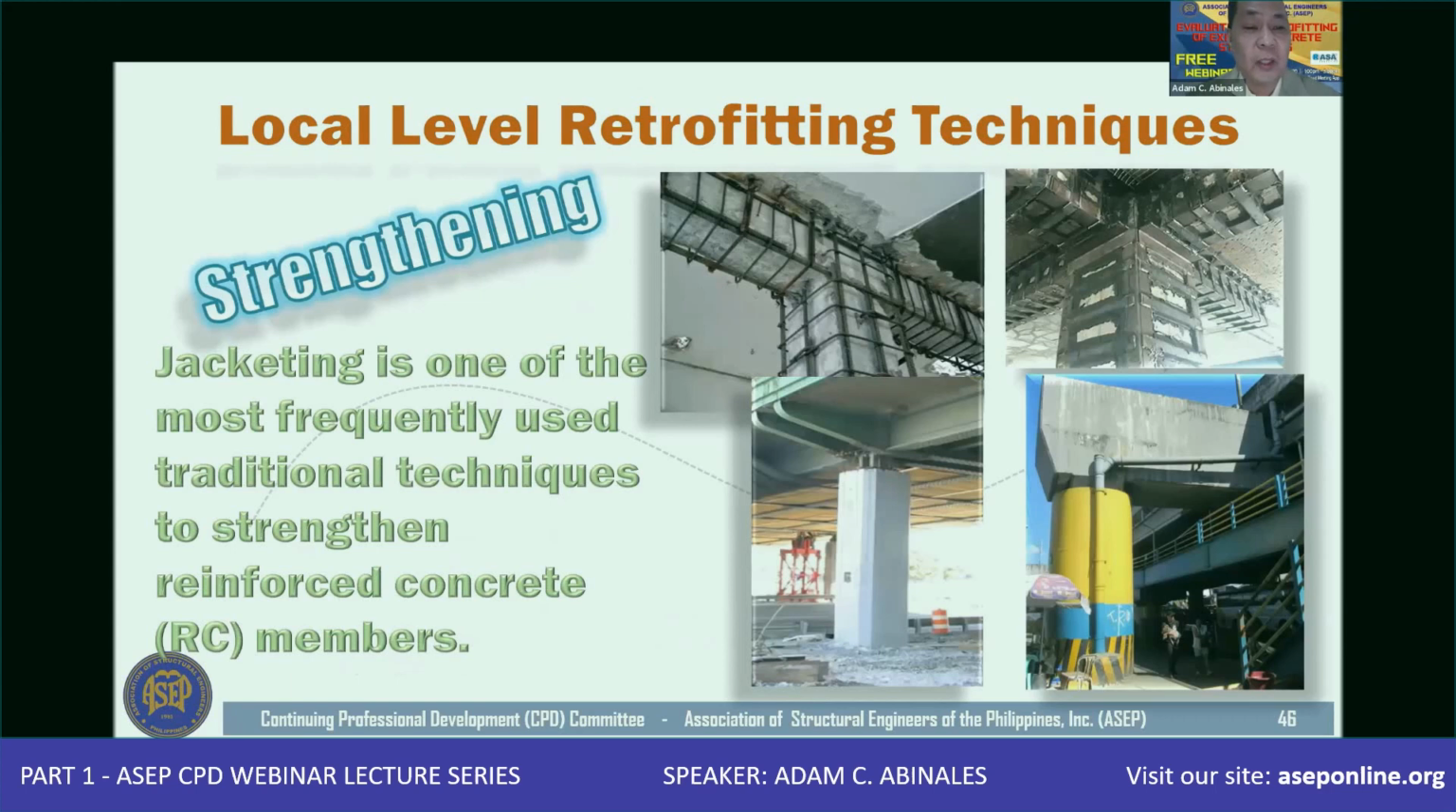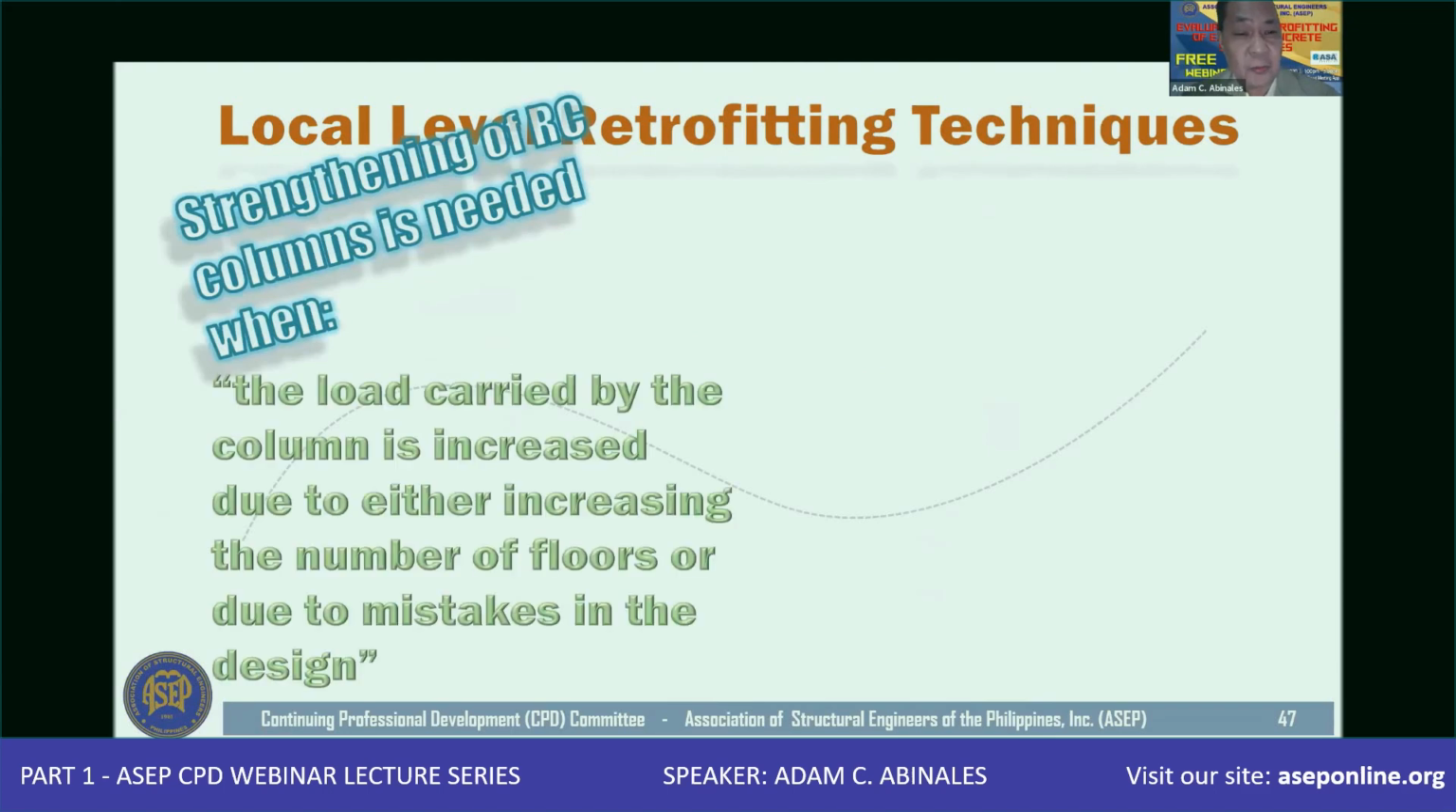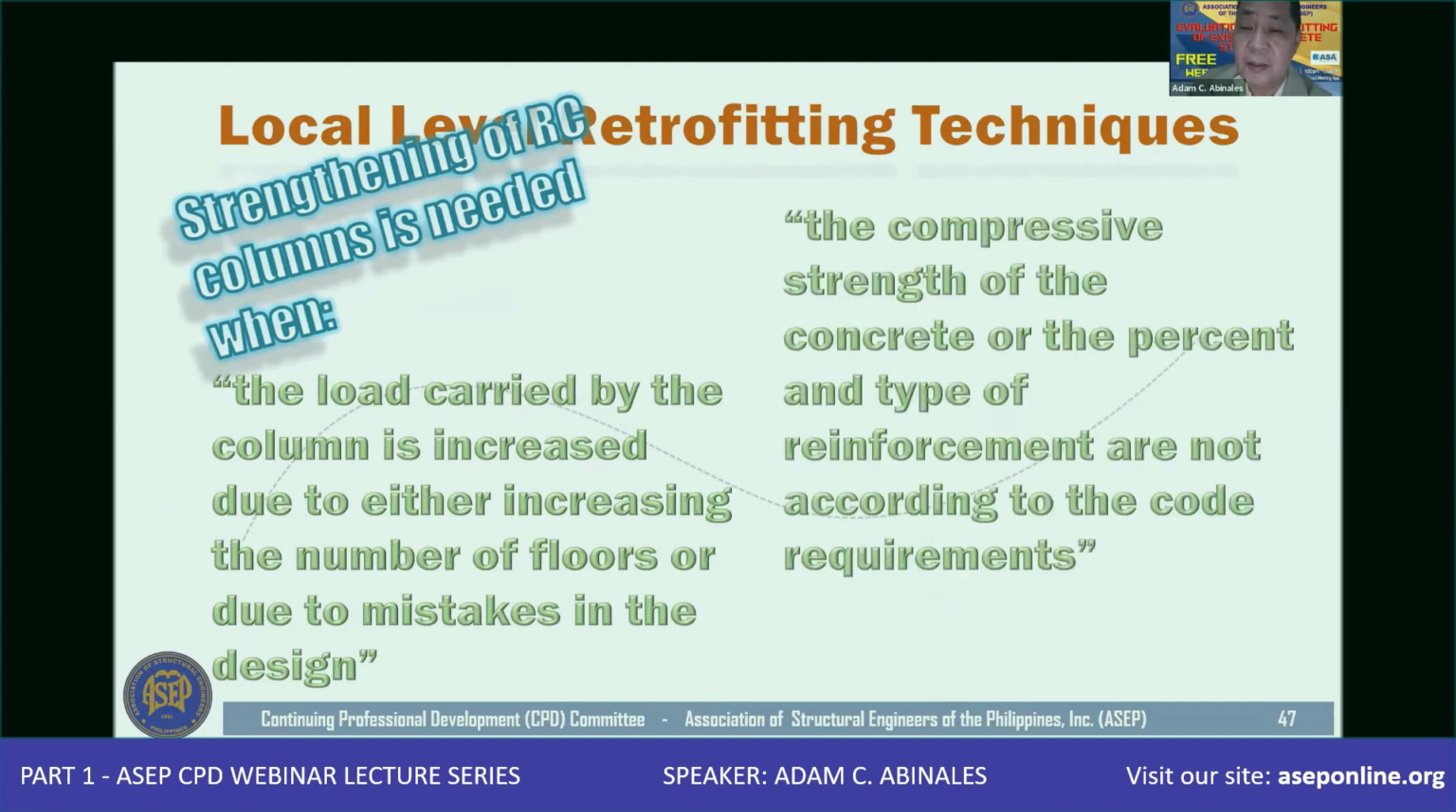Jacketing is one of the most frequently used traditional techniques to strengthen RC members. So you have a case in this photo here, strengthening this frame here, or that frame here, or this column here. Strengthening of an RC column is needed when the load carried by the column is increased, maybe due to an increase in the number of floors or design deficiency. The compressive strength of the concrete or the percentage and types of reinforcement are not according to the code.